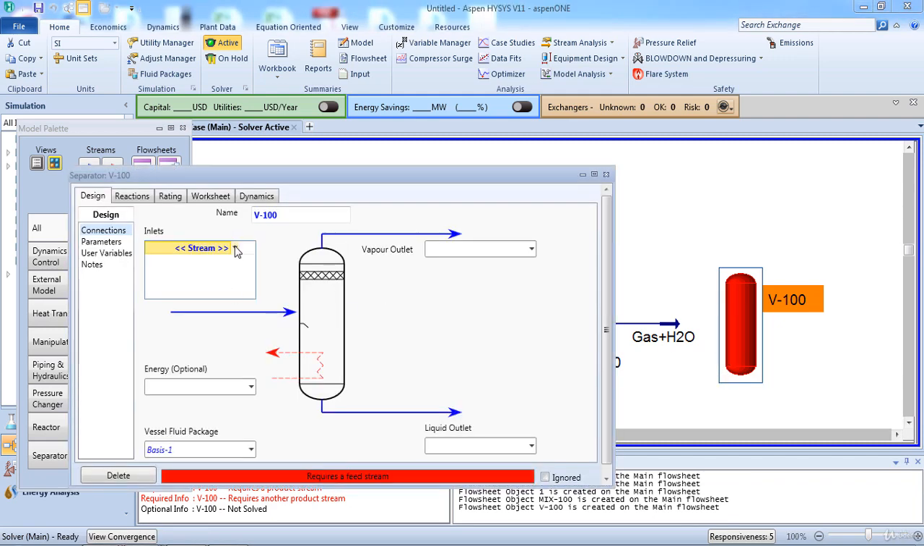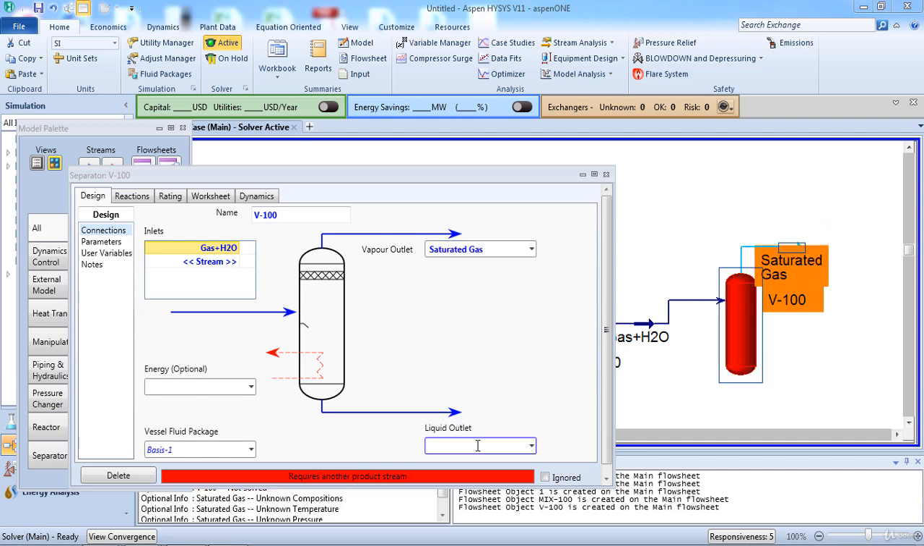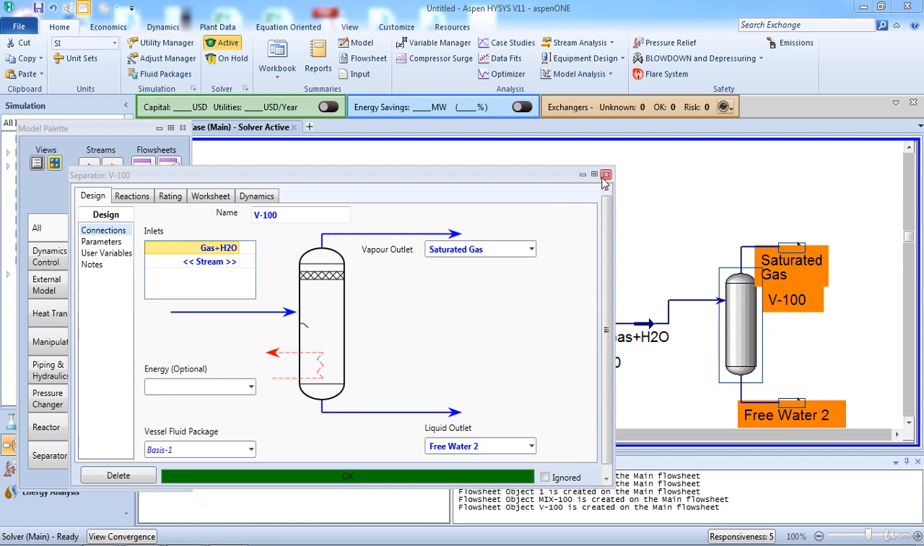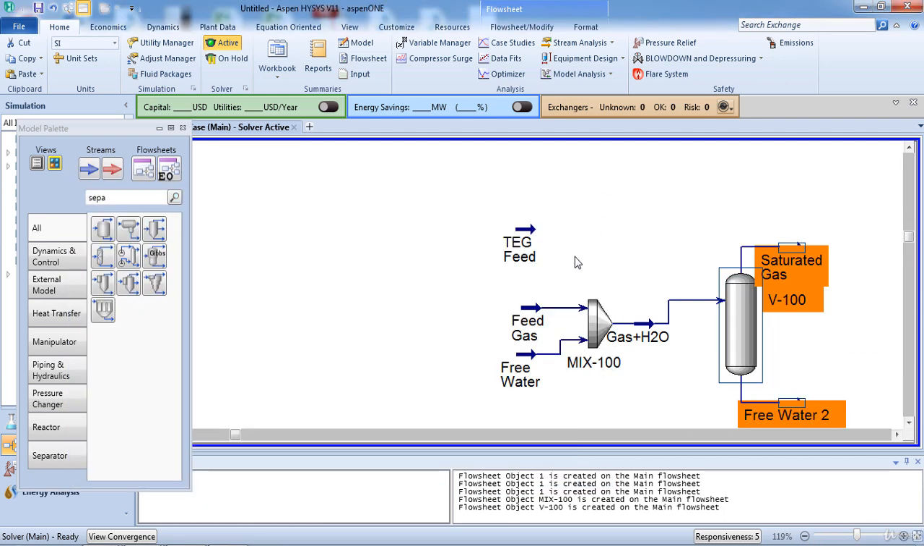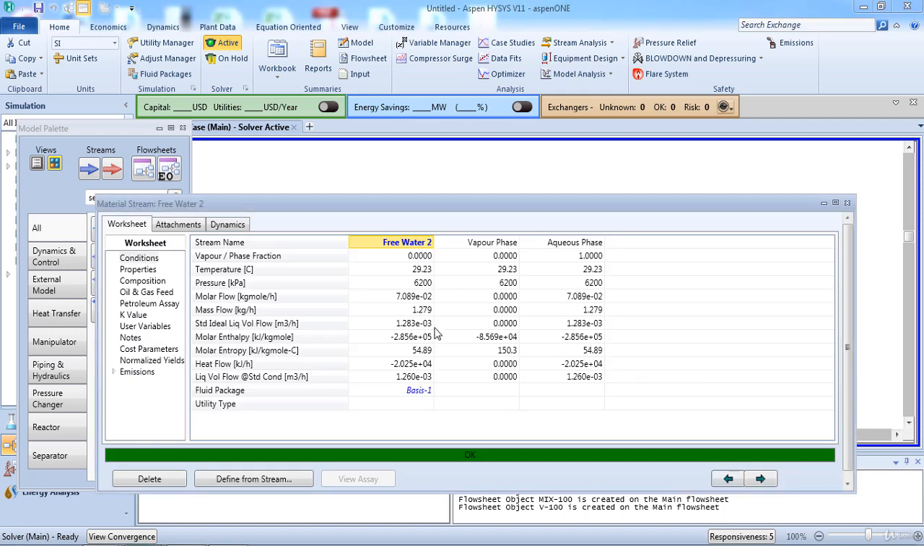The inlet is gas plus H2O, and the vapor here we have saturated gas and the liquid free water too. Now it's solved. However, as we said, make sure you have free water outlet of the liquid phase. Here you go, we have a mass flow.